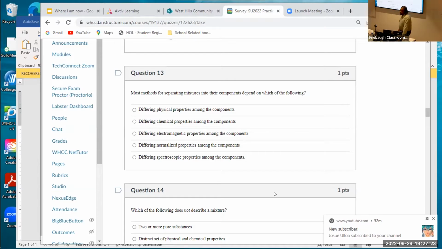Okay, so and then chemical properties, right? If you're heating it up, if you're breaking bonds, right? But we're not doing that. We can separate waste. Right?